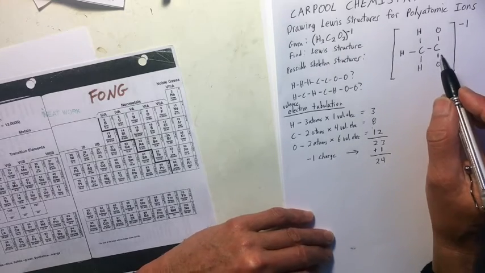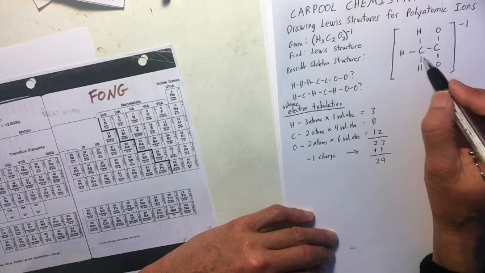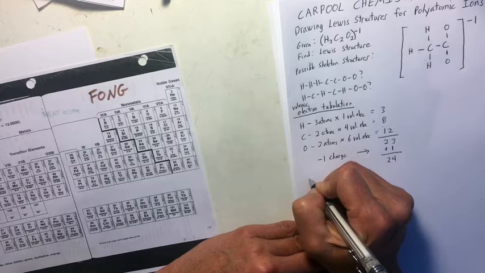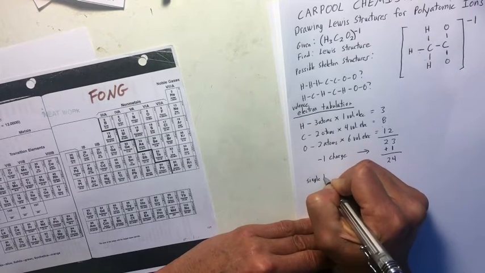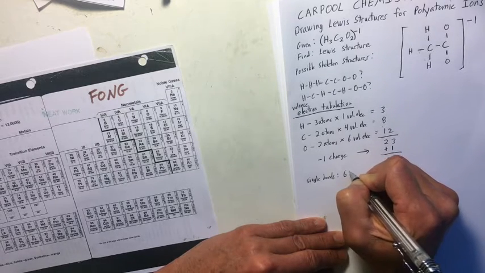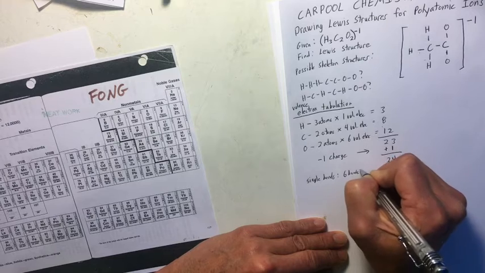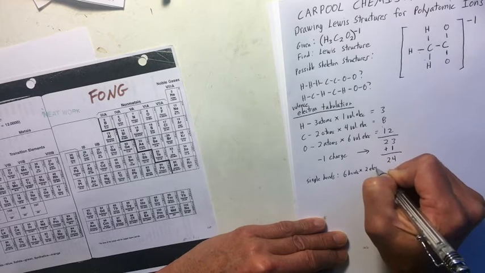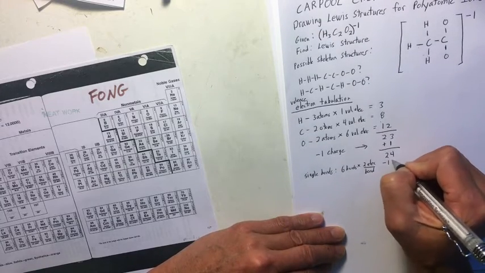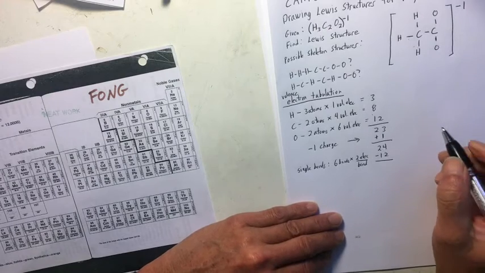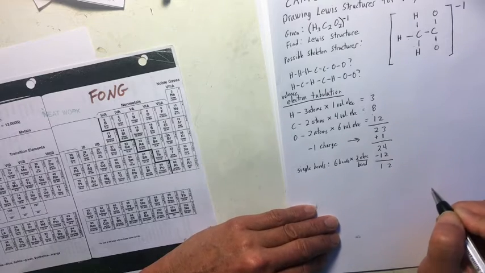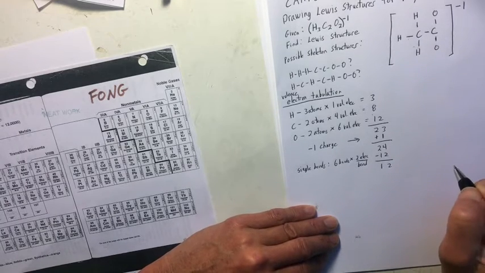The next thing we need to take into account is the single bonds over here. We have 1, 2, 3, 4, 5, 6 single bonds. 6 bonds times 2 electrons per bond. That means you're using up 12 electrons to form those single bonds. And 4 minus 2 is 2, and 2 minus 1 is 1. So we have 12 electrons left to hold this together.